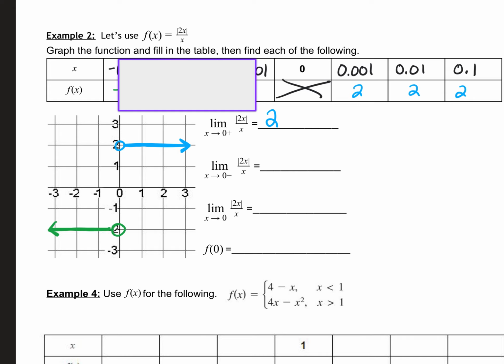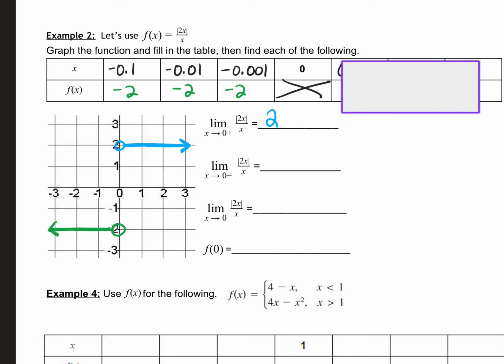Now, what if I ask you to find the limit as x approaches 0 from the left using our table? Again, let's move this. If I look at my table and I'm saying, okay, as I get closer to 0, what does it look like my output is going to be? Again, I could probably guess that my output looks like it's going to be -2. So that's how we can use our table.